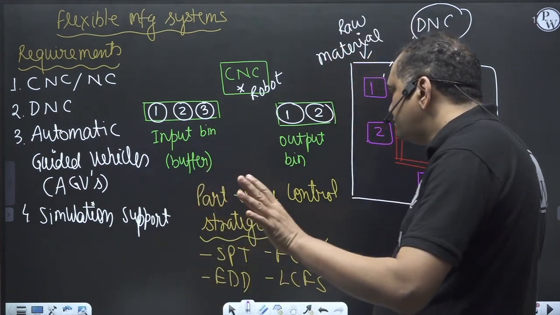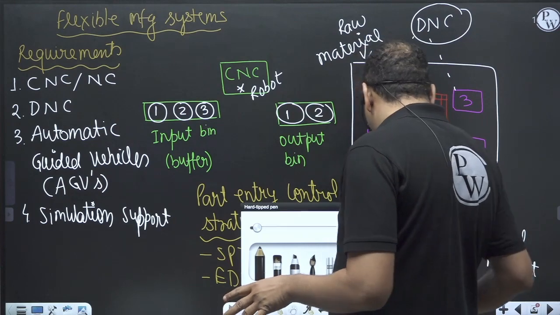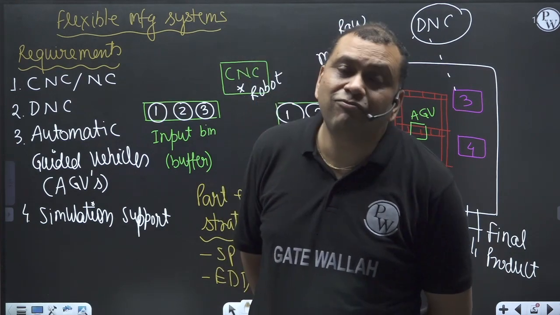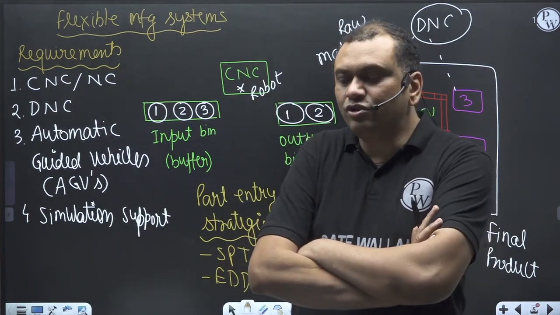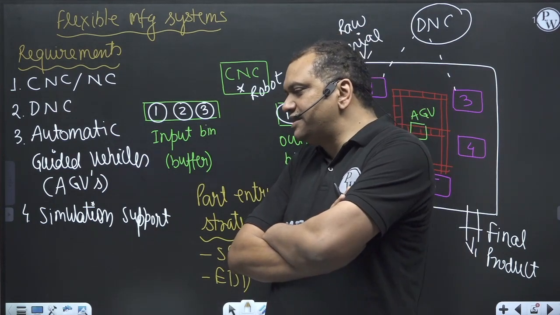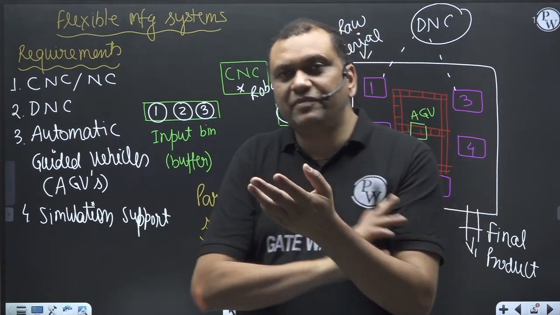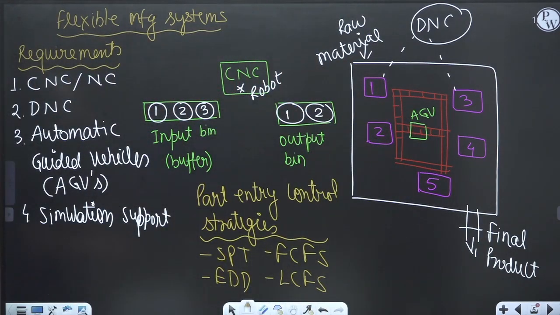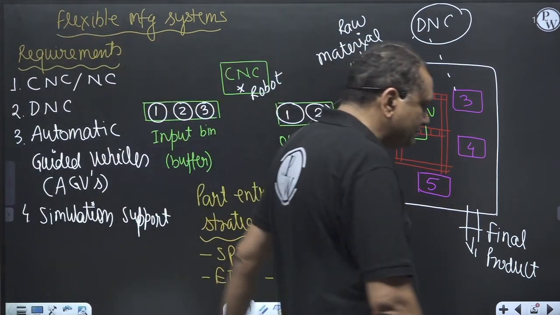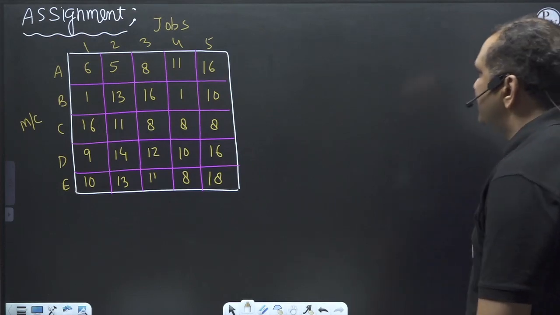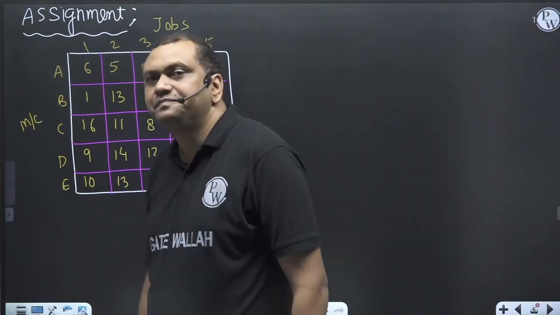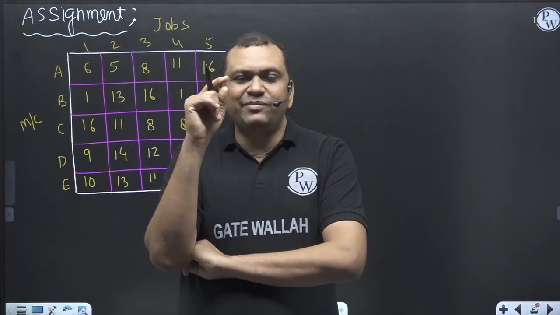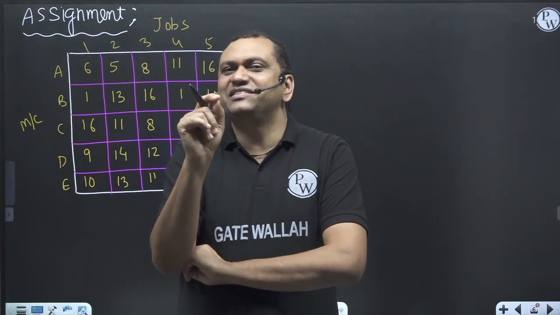So sequencing and assignment have a lot of application in flexible manufacturing systems. For the detailed study, because here it's an industrial class, I have covered these things in the crash course. Okay? So this is the background. Now let us look at some problems. Assignment and sequencing are the easiest topics in industrial engineering.